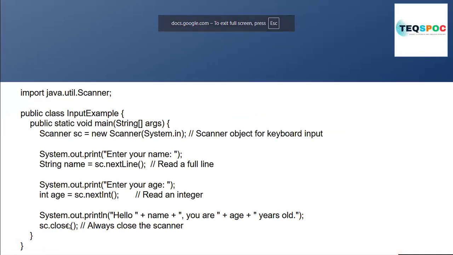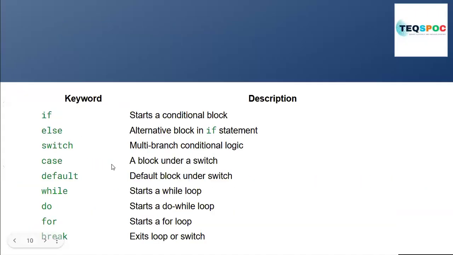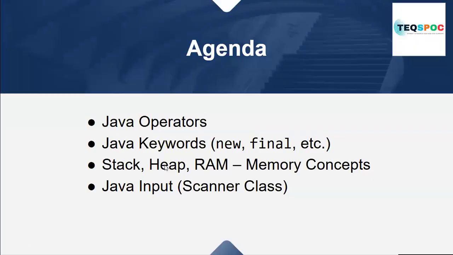So this is a small example. You can go and practice. Okay, so in this session we have seen what the Java operators are, what the new keyword and final keyword are, how the RAM is distributed inside Java, and what the Java input Scanner class is.